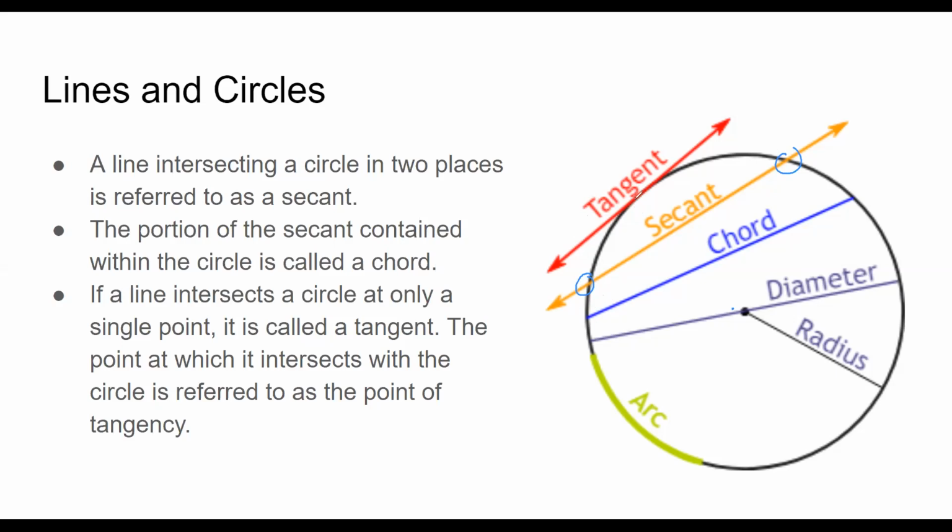And yeah, when something is tangent to something else, it basically just means it's touching the edge of a circle. The arc is just a length of the side, and the full length of the perimeter of the circle is called a circumference.